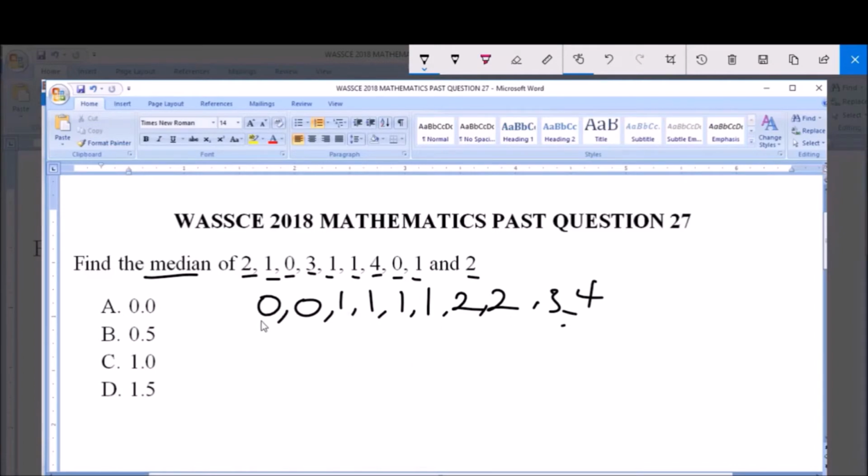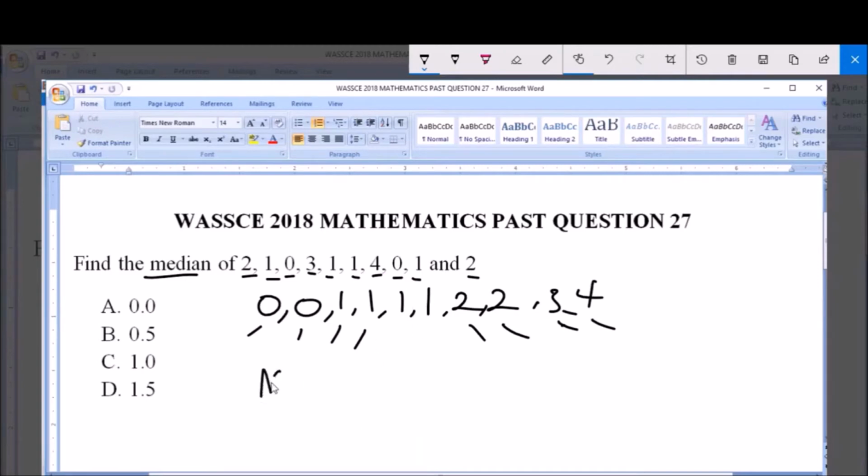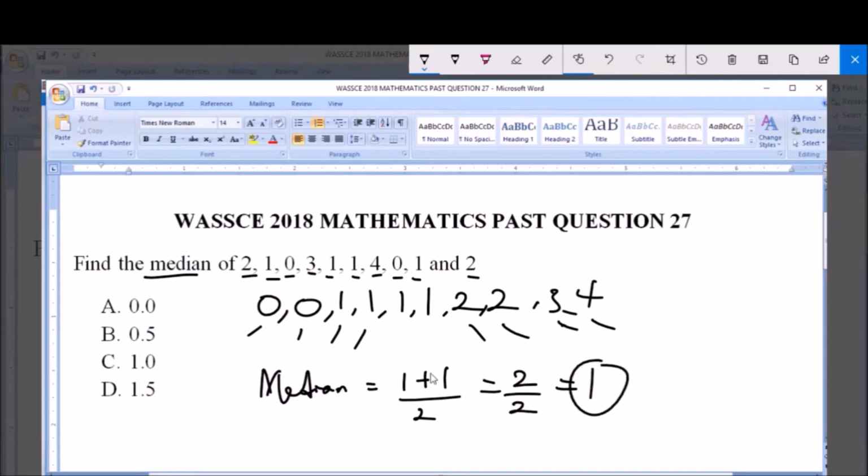And by doing so, we have 1, 2, 3, 4. We have 1, 2, 3, 4. Now we have 2 in the middle, that is 1 and 1. So we pick these as our medians and say median is equal to 1 plus 1, since it's two variables we're having now, 1 and 1. 1 plus 1 all over 2, and this is equal to 2 all over 2, which is equal to 1. So therefore the median of this data is 1, and that is option C.